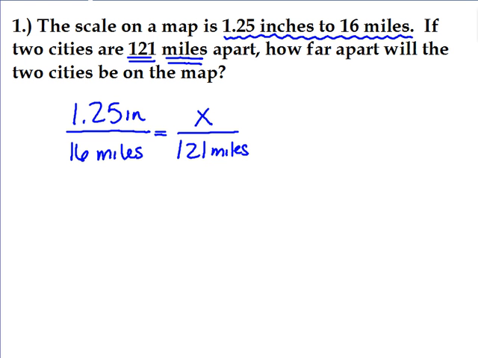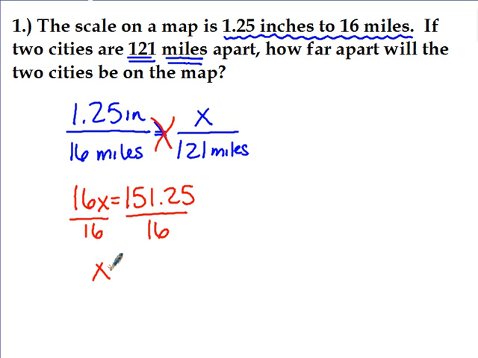And now I have my proportion set up, and now we can just cross multiply like we have been the whole time. So when I cross multiply, I get that 16 times x is 151.25. That's 1.25 times 121. Then I'll divide both sides by 16. And x is going to be 9.5. And remember our units. We're finding x, so that's in the numerator, so that's inches. And there's my final answer.